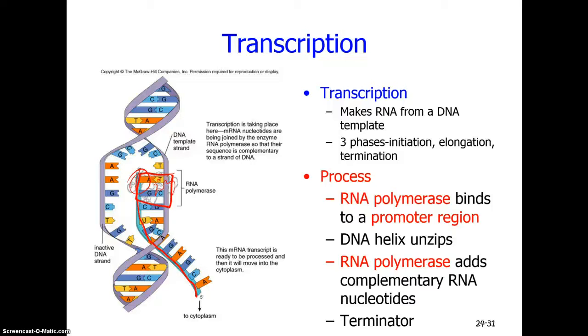The RNA polymerase is then going to add complementary RNA nucleotides in. So for T, we're going to add an A. For C, we're going to add G. Okay, and take a note here. For A, we're going to replace it with a U, because remember, in RNA there is no T.